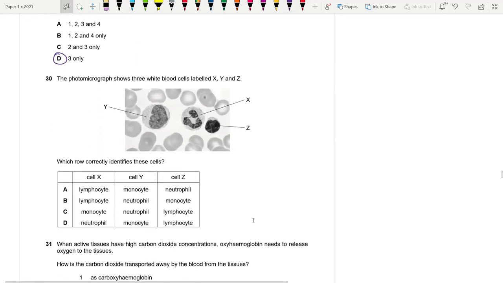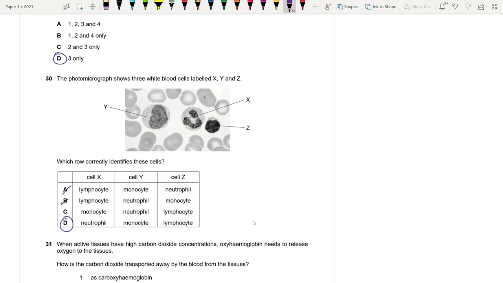30. The photomicrograph shows 3 white blood cells labeled X, Y, and Z. Z is clearly, when you see a rim of cytoplasm, a lymphocyte. Remember I taught you in variant 1.1, do you see lobes in X? That's a neutrophil. Understood? X is a neutrophil, right?